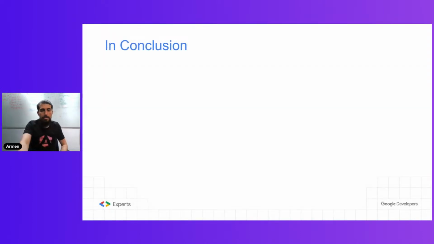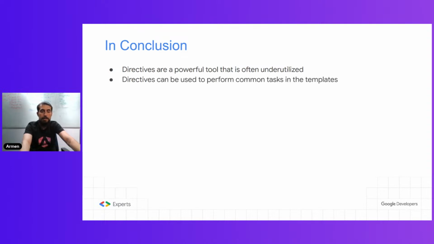So we have seen several examples. In conclusion, I want to say directives, as we can see, are a powerful tool. It's often underutilized, and it's my life mission to help people to amend this, to try to use this tool a lot. It can be used to perform common tasks in the template, even if it is related to the business logic, especially if it is related to the business logic, as we have seen in multiple examples.